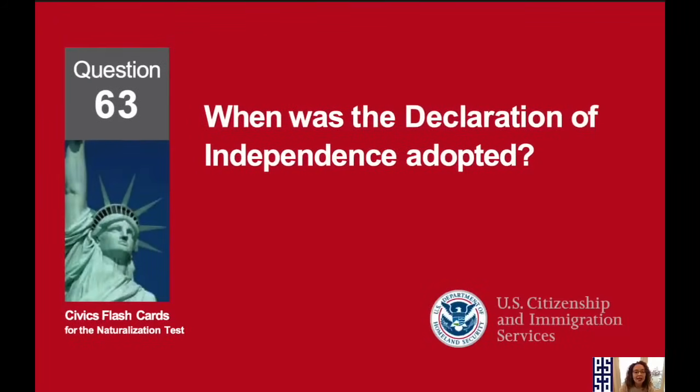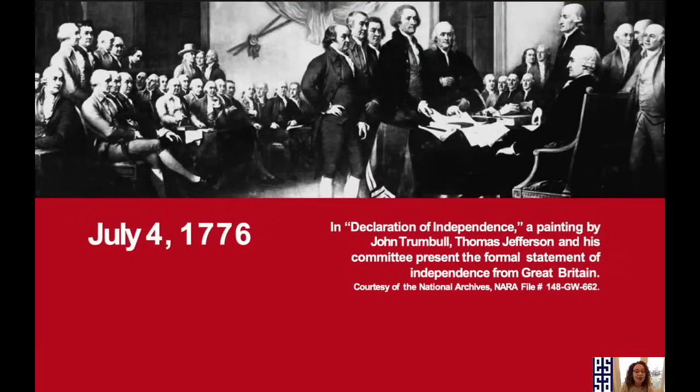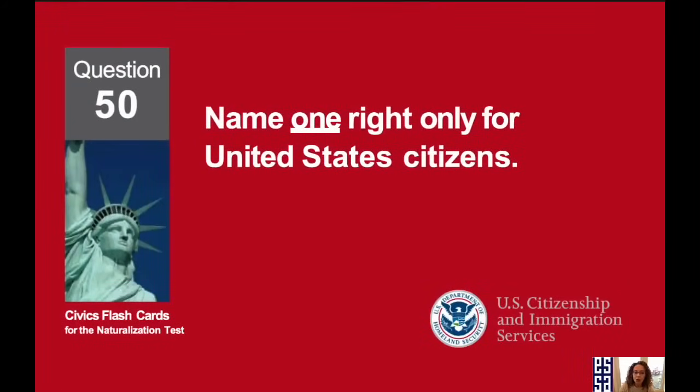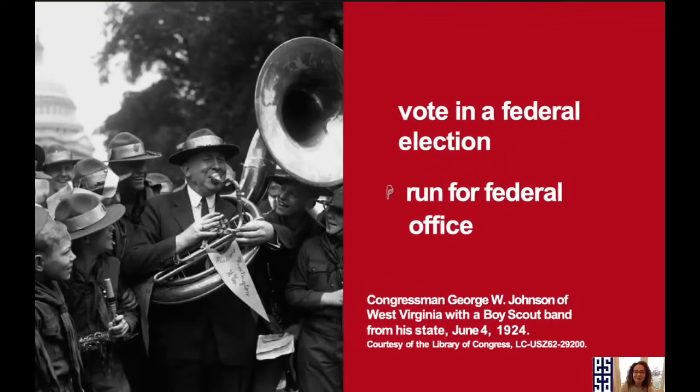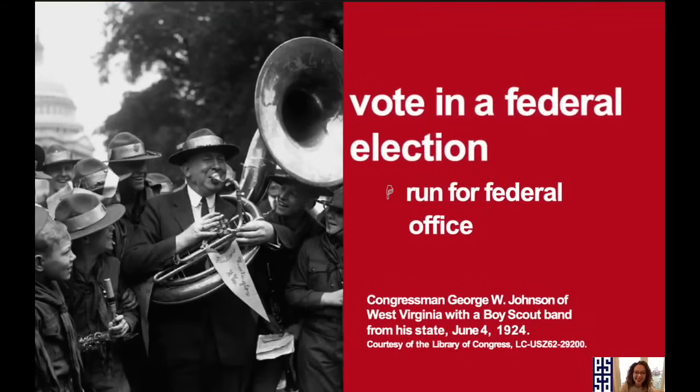When was the Declaration of Independence adopted? July 4th, 1776. Name one right only for United States citizens. Vote in a federal election.